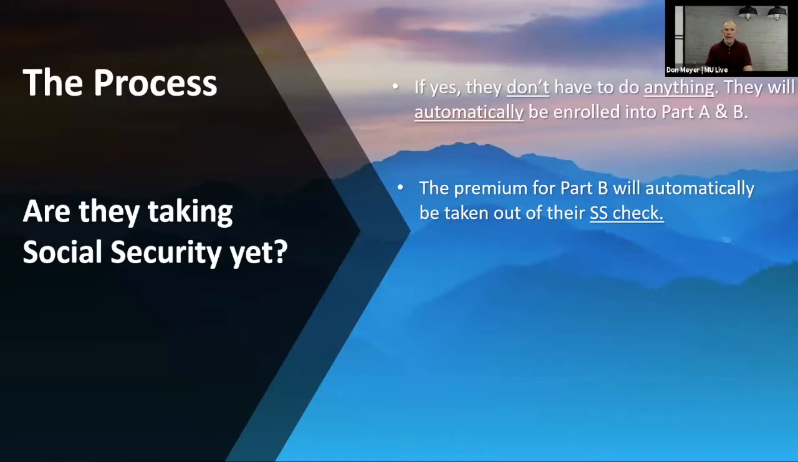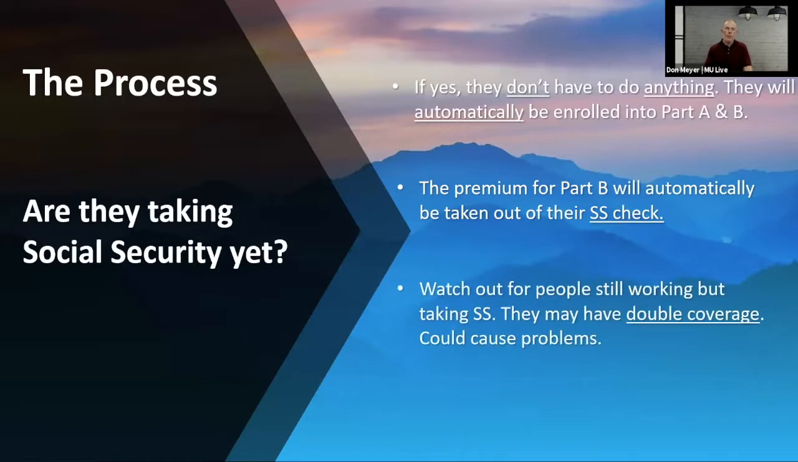Since the government has a way to pay that premium for Part B, they're going to automatically enroll everybody who is already taking Social Security by the age of 65. And again, one more time, you need to watch out for people who are still working but taking Social Security. They may have double coverage, and that could cause problems. Now, here's one thing people ask me. Well, if I drop my Part B, Don, how will I ever get it back again? And that's not a problem. I've had clients that have.